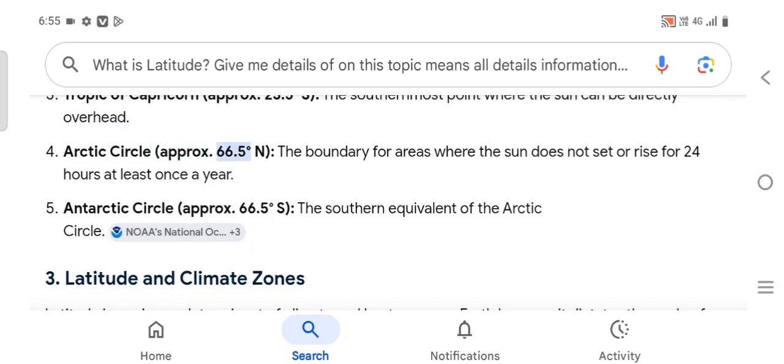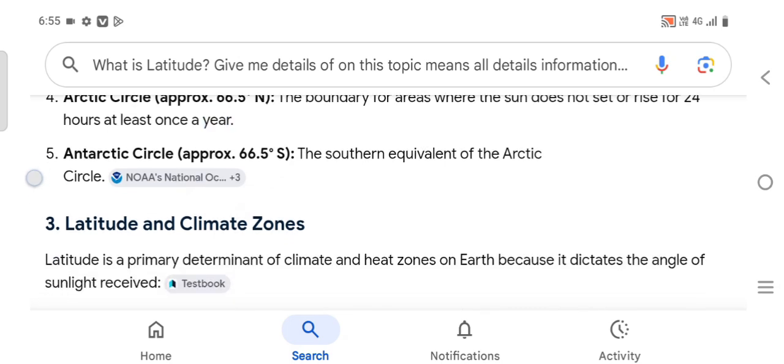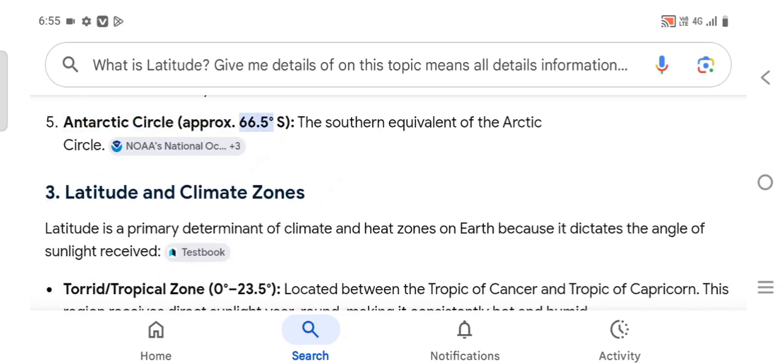4. Arctic Circle, approx. 66.5 degrees north, the boundary for areas where the sun does not set or rise for 24 hours at least once a year. And 5. Antarctic Circle, approx. 66.5 degrees south, the southern equivalent of the Arctic Circle.